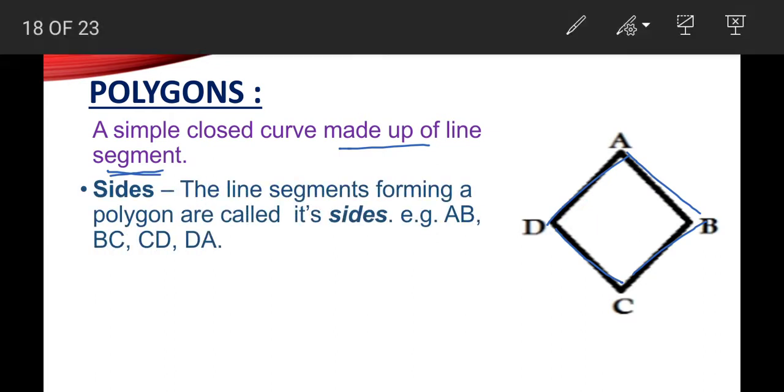Now come to the parts of a polygon. The first one is sides. The line segments forming a polygon are called the sides. Here AB, BC, CD and DA, all these are the sides. These are the line segments, so you can say that all these are the sides.